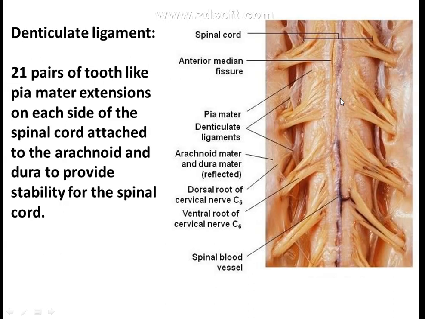And actually, this is a very beautiful picture for the ligamentum denticulatum, tooth-like processes of pia mater extending from the spinal cord laterally into the subarachnoid space. And these are, of course, tooth-like processes on both sides, so they represent 21 pairs of tooth-like pia mater extensions on the sides, and they are attached to the dura. These tooth-like processes add stability to the position of the spinal cord inside the vertebral canal.